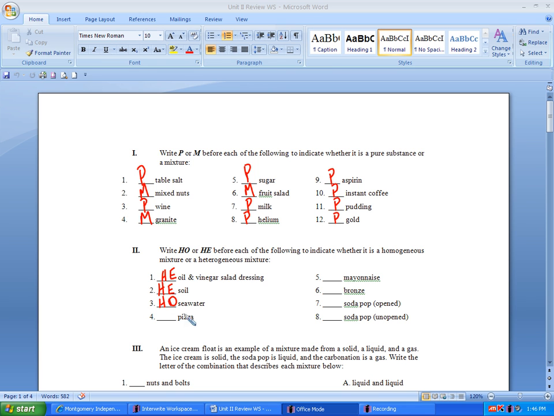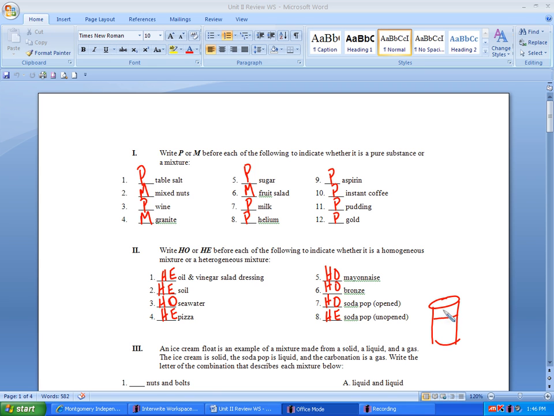So I'm just looking at the seawater. Pizza is heterogeneous because every bite that I take of my pizza is going to be different than every other bite. Mayonnaise, I said, was homogeneous. Bronze, I said, was homogeneous. I said the open soda pop was homogeneous because the gas was uniformly distributed throughout the soda, so when I sipped it, it tasted the same. The unopened soda pop, I said, was heterogeneous because you had a layer of the CO2 gas in the can.